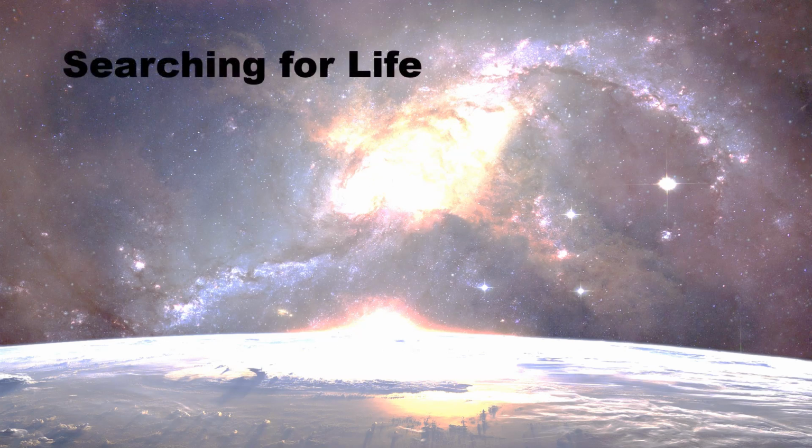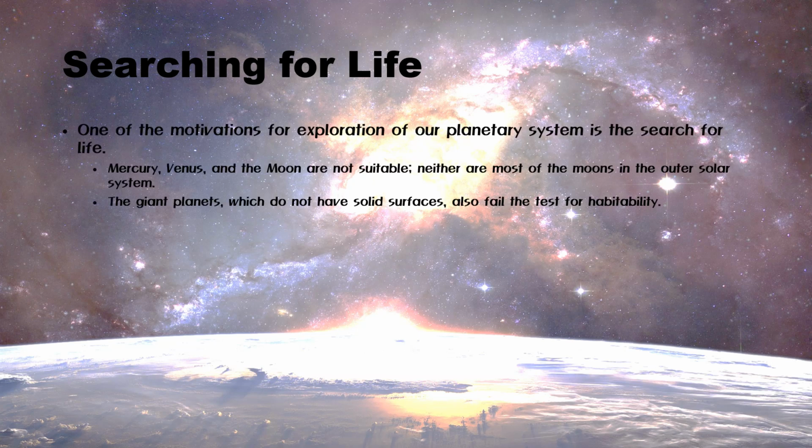And so we can, of course, use this foundation from our terrestrial planets and moons to really start searching for life. One of the motivations for exploration of our planetary system is to search for life. Mercury, Venus, and the Moon are really not suitable. Neither are most of the moons in the outer solar system. Furthermore, when we look at the giant planets in our own system, they don't have solid surfaces, and they're going to fail the test for habitability.